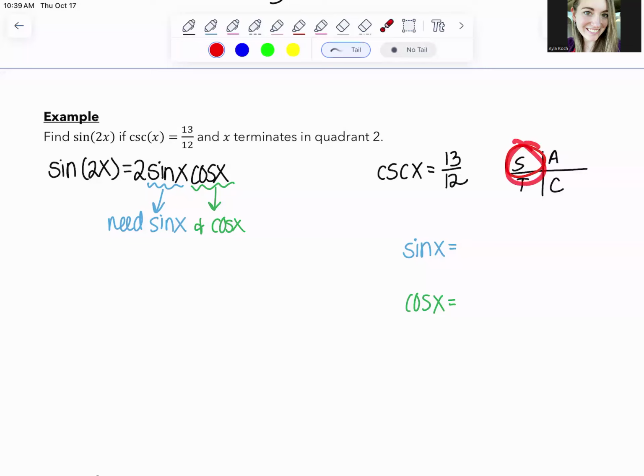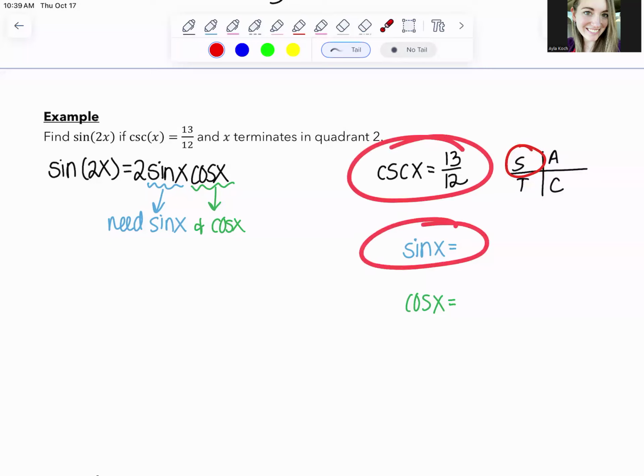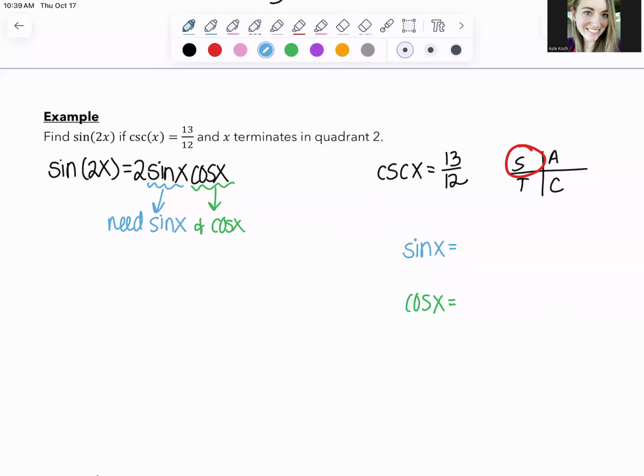So in quadrant 2, sine is positive, and that makes sense. We know sine and cosecant are soulmates, so sine should just be the flipsy-flu, the reciprocal, of cosecant, so 12/13. We know because we're in quadrant 2 with x, cosine should be negative. And we need the adjacent side, so let's look here.